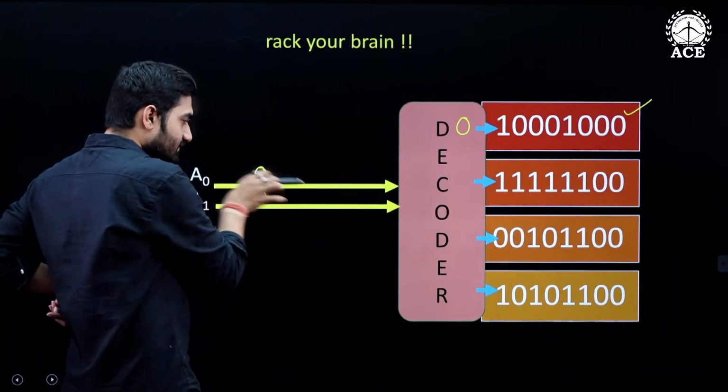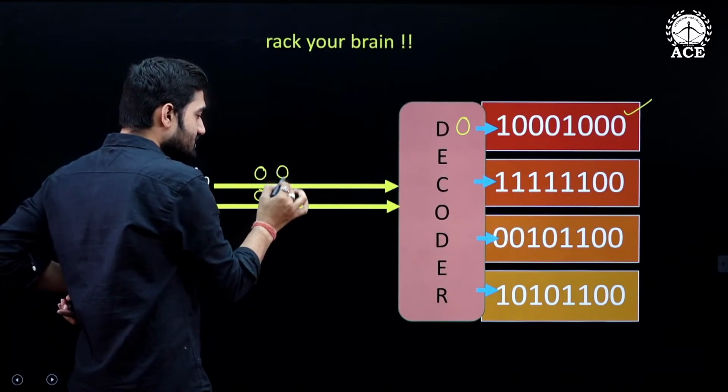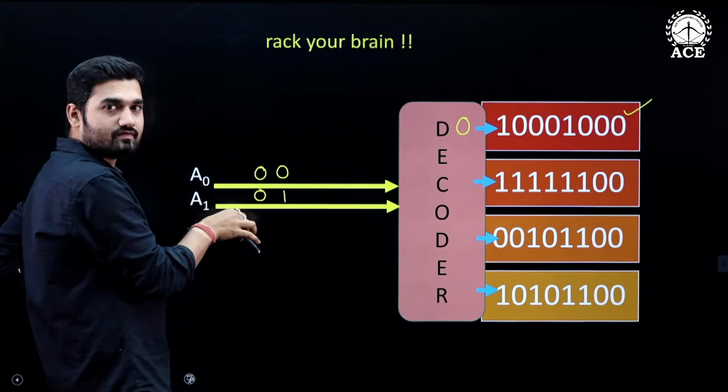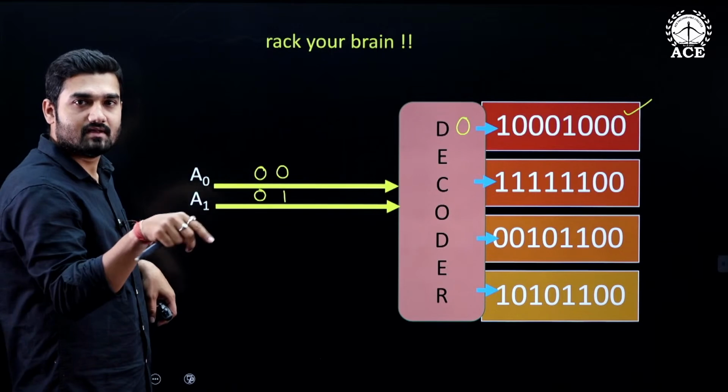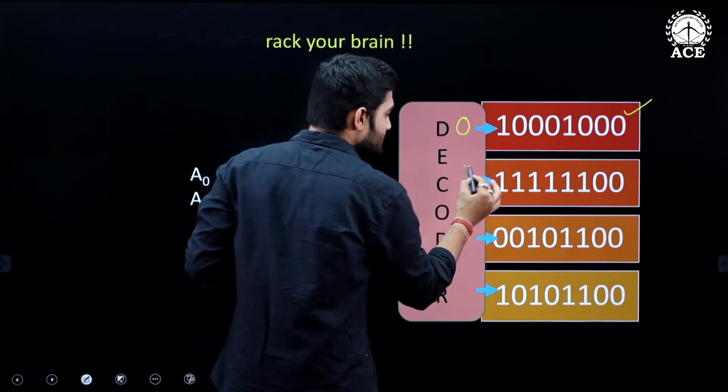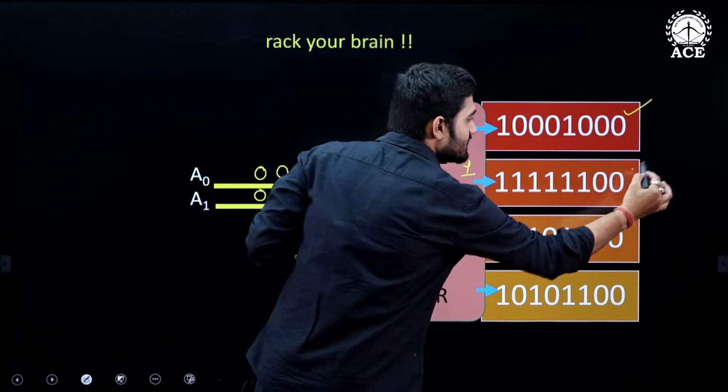If I put here 0, 1, that means 0, 1 in binary is 1 in decimal. That means which location? Location number 1. That means this location.